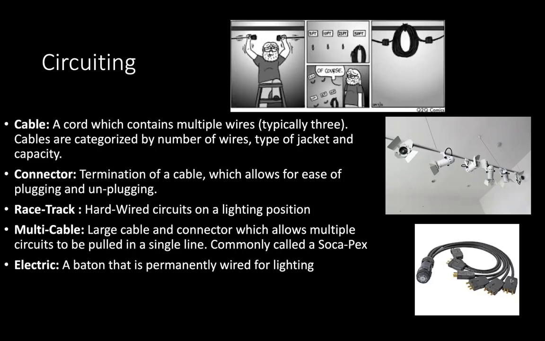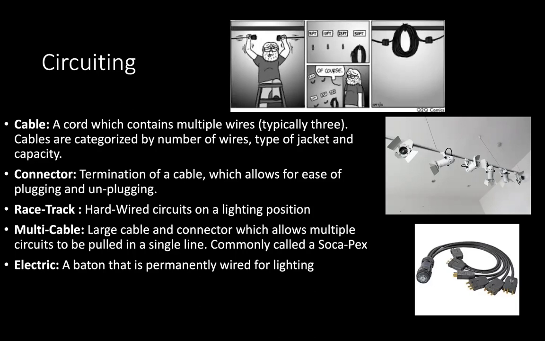So cable, right? I'm sure we all know what a cable is. A cord which contains multiple wires, typically 3. Cables are categorized by number of wires, types of jacking, capacity, right? There's tons of different cables. But in a lighting sense, our cables really have 3 little wires inside of them to carry different kinds of electrical currents. A connector: the termination of a cable, which allows for ease of plugging and unplugging, right?